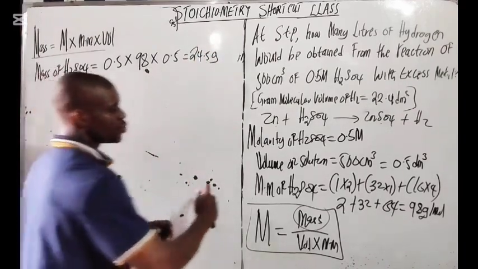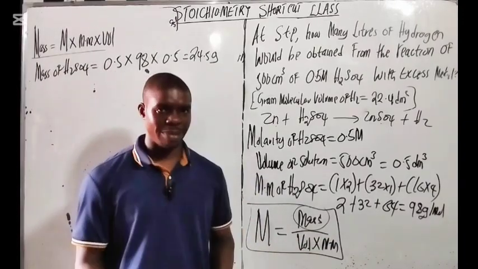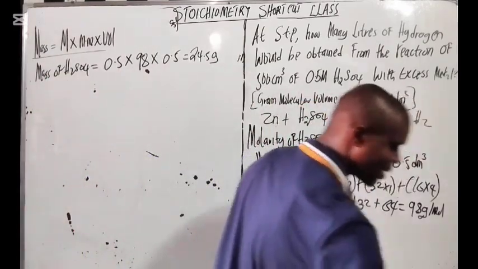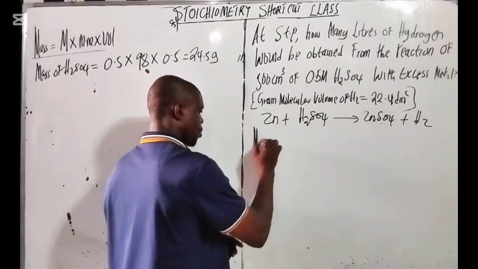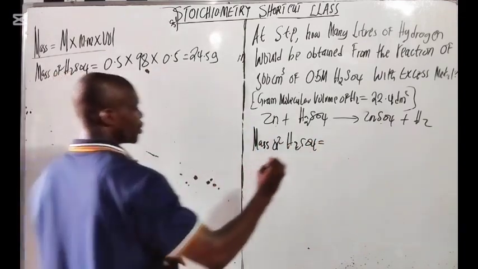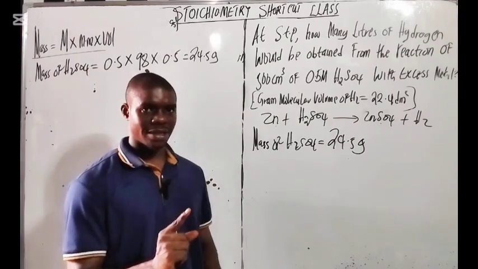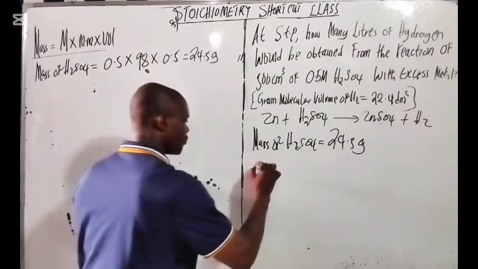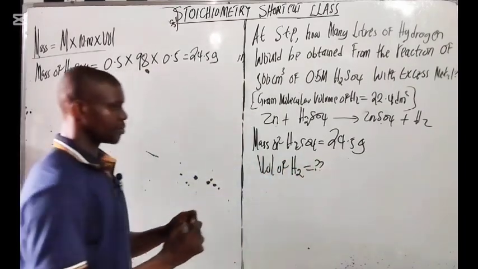So you have used all these values here to get your mass, and it is the mass that is the main thing. Once you have got your mass here, you no longer need all these things again, so wipe them out. Hope you understand what I'm doing here. Mass of H2SO4 now is 24.5 gram. Now remember, when they say you calculate the volume of H2 produced, the volume of H2.